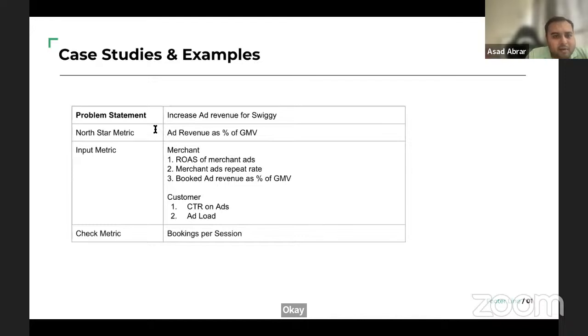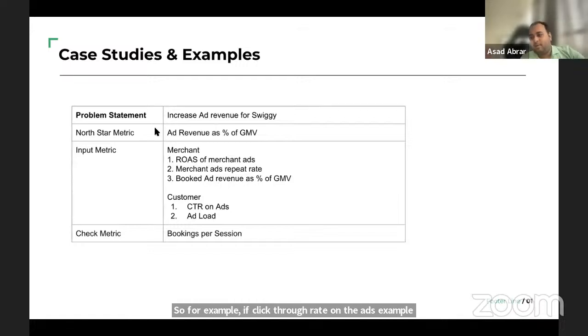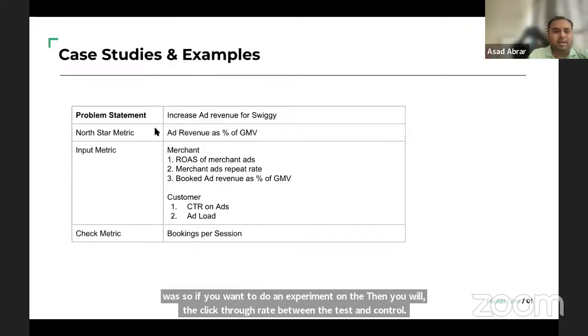Can you repeat about the interdependency on North Star metric and A/B testing? So the North Star metric is the metric that you will measure in an A/B test. For example, if you want to do an experiment on the ad algorithm change, then you will measure the click-through rate between the test and control. That is the relationship.